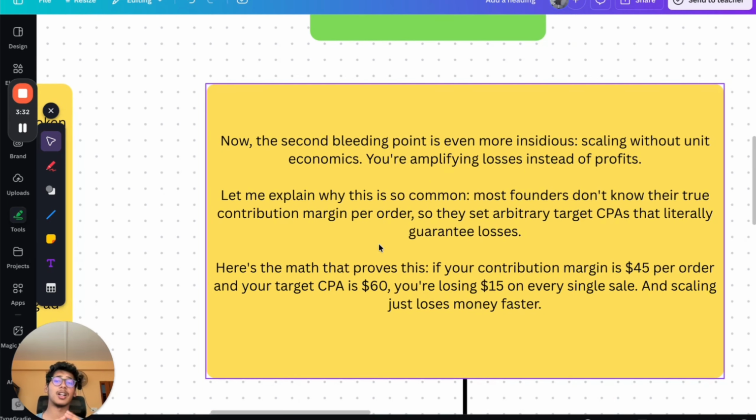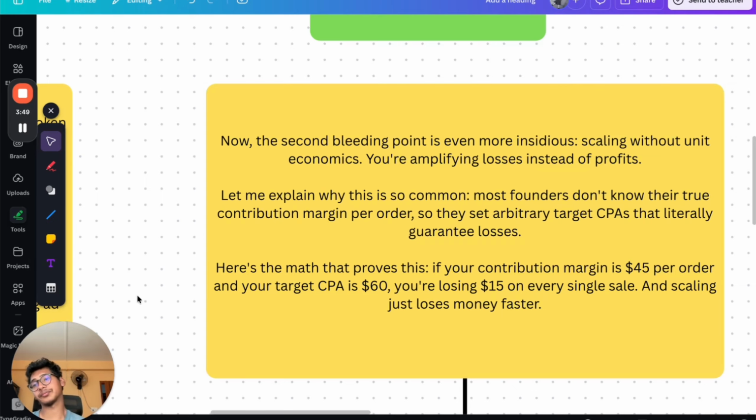If your contribution margin is $45 per order and your target CPA is $60, right? If you subtract the target CPA from your contribution margin, you find out that you are losing money on every single sale, and when you scale, you just lose money faster.